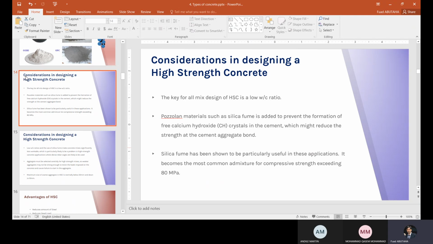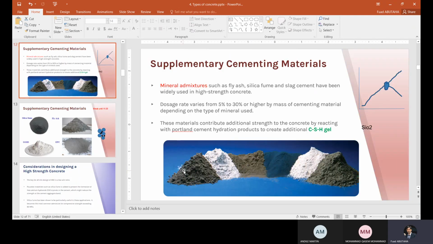So among different mineral admixture materials, silica fume is the most effective one, and it can significantly improve the strength of concrete. Different materials have different effects on the strength of concrete. All of them can contribute to the strength, right? But the effect is different from one to another. And the one that can significantly improve the strength of concrete is the silica fume.